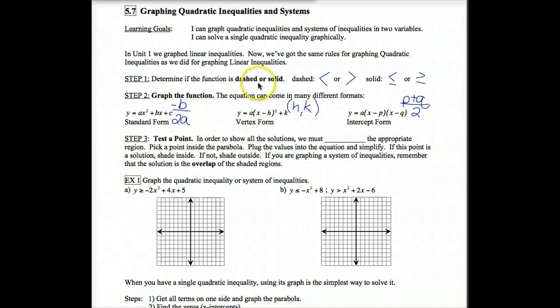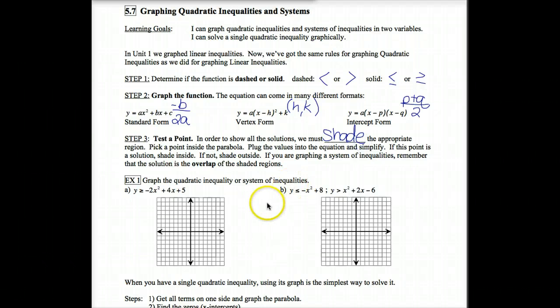So we do the dash or solid, we graph the parabola, and the same rules apply as in 5.1, so you have to have the vertex and then try to get 5 other points. If only 3 fit, then 3 will work. But then we have to add step 3, and that is we have to be able to test a point. If we want to show all of the solutions, we have to be able to shade the appropriate region.